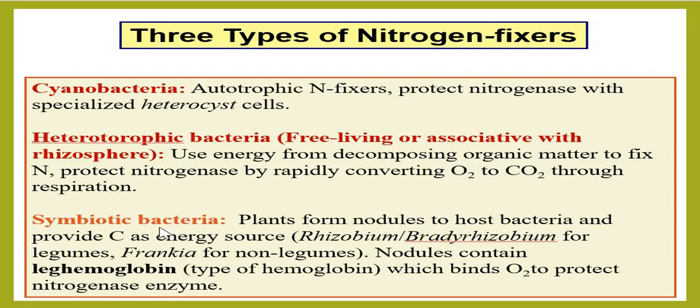The third category is the symbiotic bacteria. In the symbiotic bacteria, the host provides carbon as the energy source. These may be leguminous or non-leguminous plants, and the nodules of these symbiotic plants contain leghemoglobin, and this leghemoglobin is a kind of protein that binds with oxygen, and thus it provides an oxygen free environment and protects the nitrogenase enzyme from oxygen. So on the basis of the mechanism to protect the nitrogenase from oxygen, the nitrogen fixers can be classified.